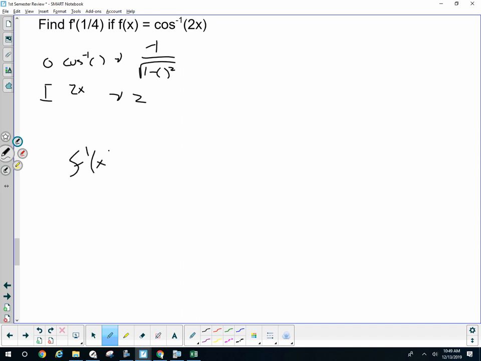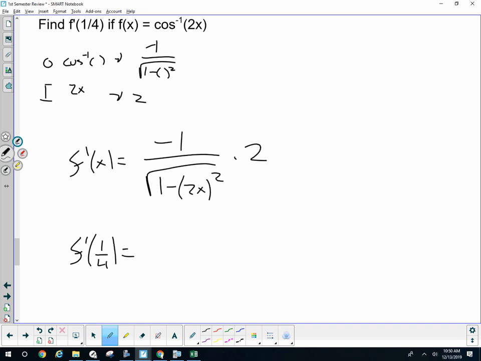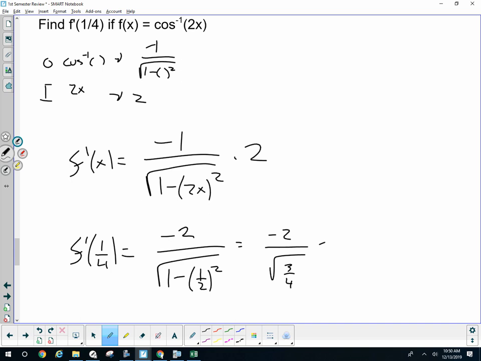F prime will look like this: -1 over root 1 minus 2x squared, times 2. I'm trying to find f prime of 1/4. Let's see what happens. I get -2 over root 1 minus, this will be 1/2 squared. That's 1/4. So this is -2 over root 3/4. This could be simplified to be -2 over root 3/2.